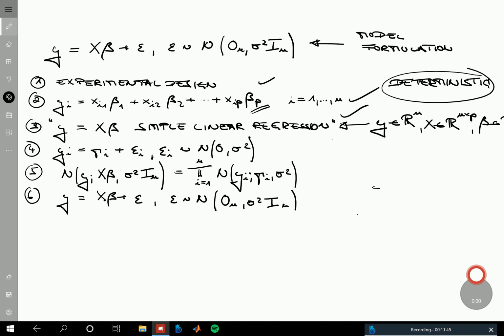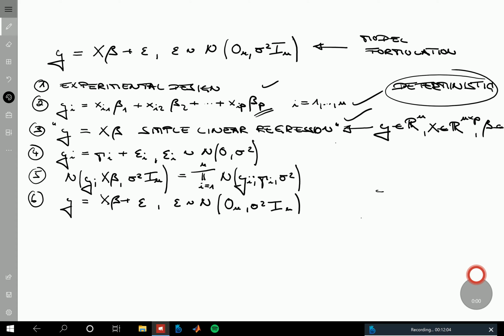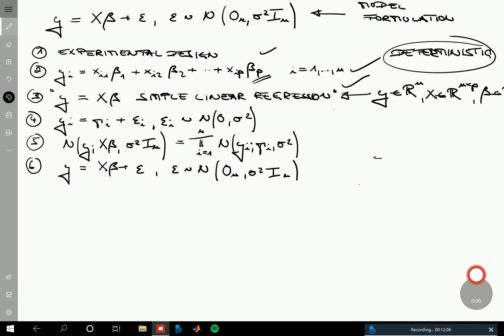Because we are dealing with probabilistic models or statistical models if you want, we of course also need to talk about the probabilistic or stochastic components, and this is what we want to do next. So the first thing that I would like to talk about is the general idea of having Gaussian errors or Gaussian noise in these general linear models.